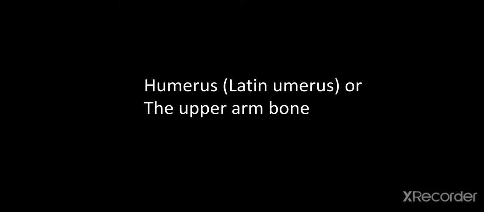Hello everyone, today let's learn the anatomy of humerus or the upper arm bone. Humerus is a typical long bone that extends from the shoulder to the elbow. It is present in the arm or brachium. It is the longest and largest bone of the upper extremity. Superiorly, it articulates with the glenoid cavity to form glenohumeral joint, and inferiorly, it articulates with the radius and ulna to form the elbow joint.